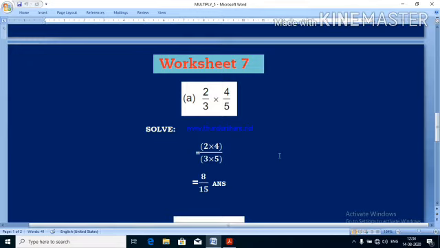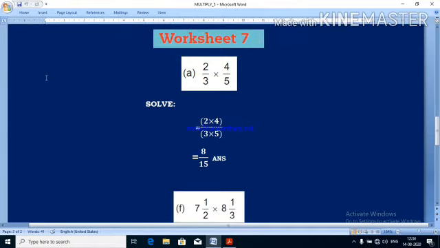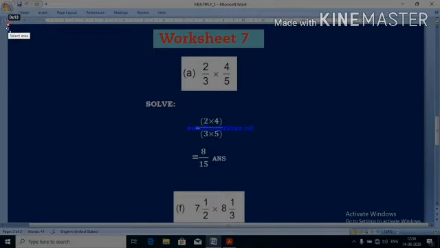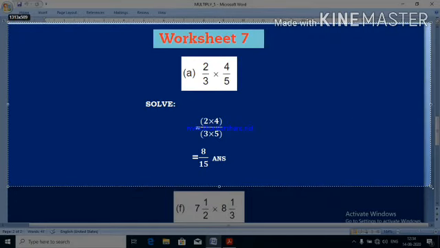Okay, now in worksheet 7, you have to multiply a fraction with a fraction. So 2 by 3 into 4 by 5. In this question 2 into 4, and 3 into 5. So 8 by 15 is your answer.